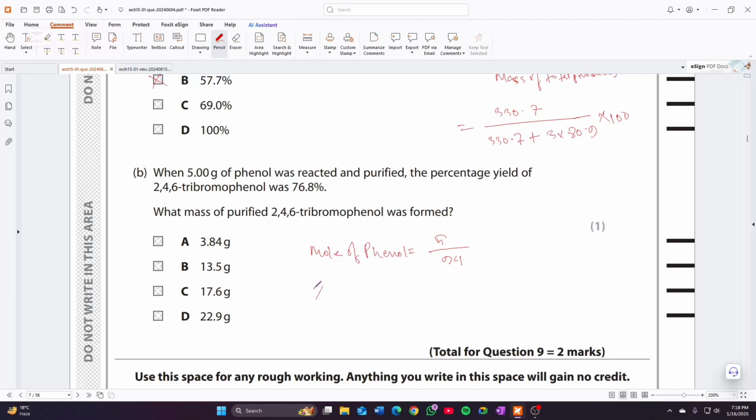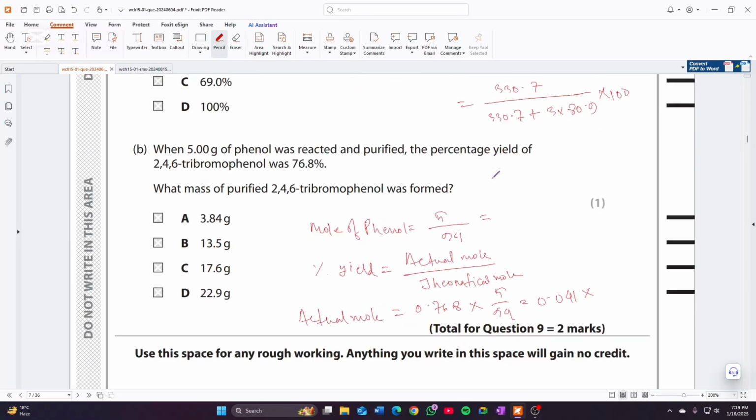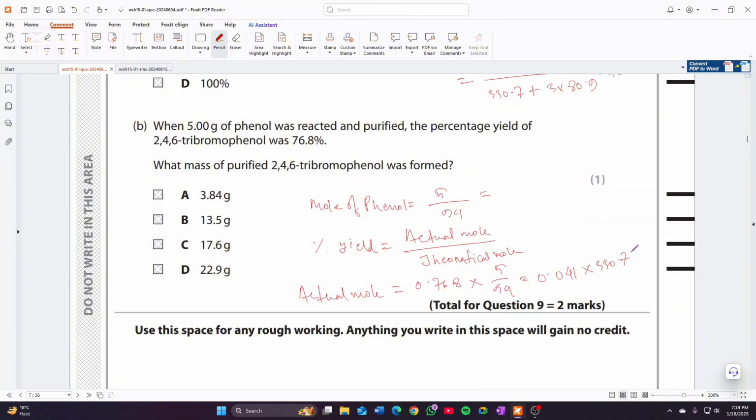What was the formula for percentage yield? Percentage yield is equal to the actual mole divided by the theoretical mole. We have found the theoretical mole, so the actual mole of tribromophenol would be 0.768 times the theoretical mole, which is 5/94. 0.768 times 5 divided by 94 gives us 0.041. This is our actual mole of tribromophenol produced, and if we multiply this with the mass number, 330.7, we get the mass: 13.5, and B is our answer.